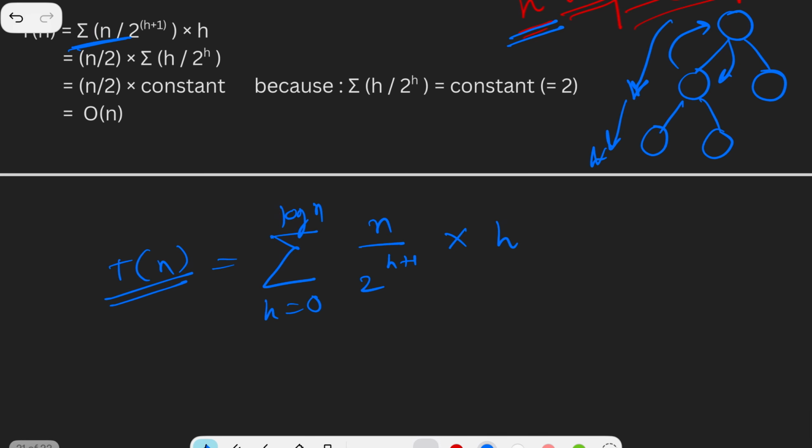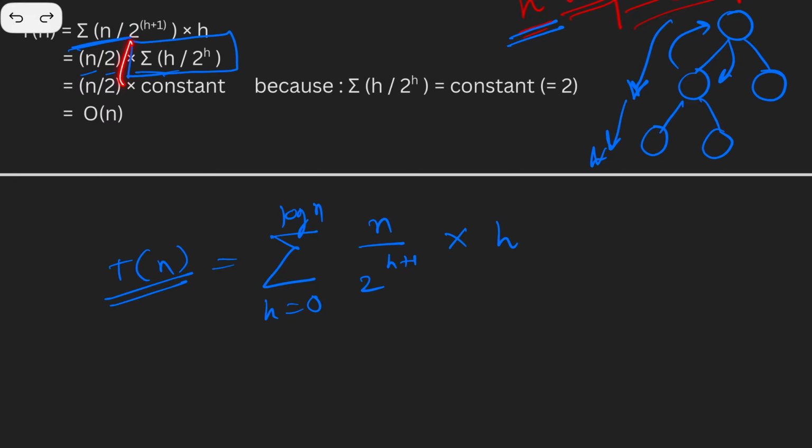This is the ultimate time complexity that we will have, and that's what we have written here. So you take this n by 2 outside of this summation, because n is not going to vary, 2 is not going to vary. The value that is going to vary in this summation is h. h by 2 to the power h is just a constant value, and it can take at max a constant value 2. It can never grow beyond 2. So you have n by 2 into a constant 2. So ultimately you will have the time complexity of O of n.